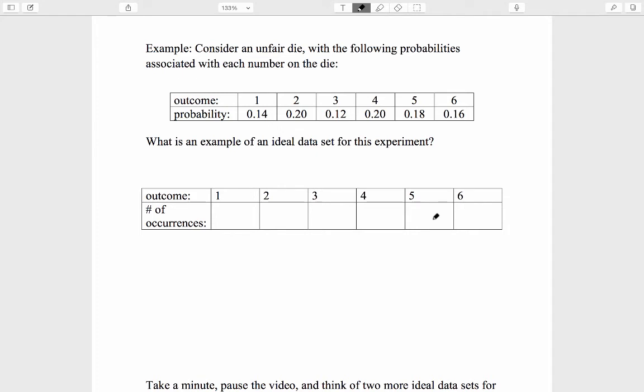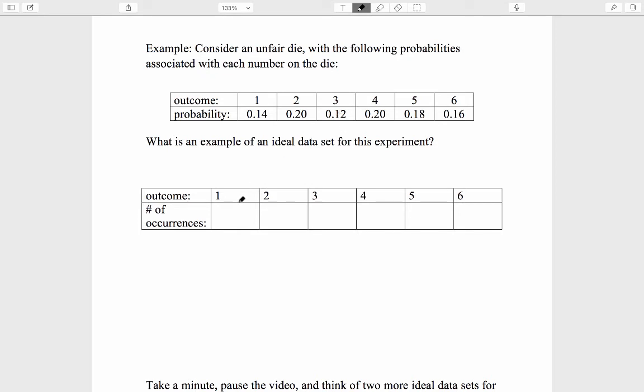Consider an unfair die. It's been weighted, it's been loaded in a certain way, so that the following probabilities are associated with each number on the die. We can ask, well, what is an example of an ideal data set for this experiment? We have to think a little bit harder now, but it's actually not so bad. We just need a collection of positive integers to fill in here so that whatever the total turns out to be, the fraction of ones will be exactly 0.14. The fraction of twos will be exactly 0.2. The fraction of threes will be exactly 0.12.